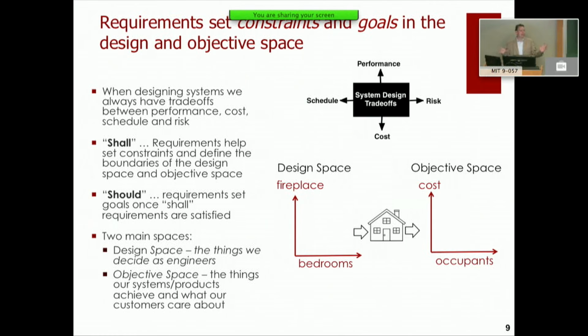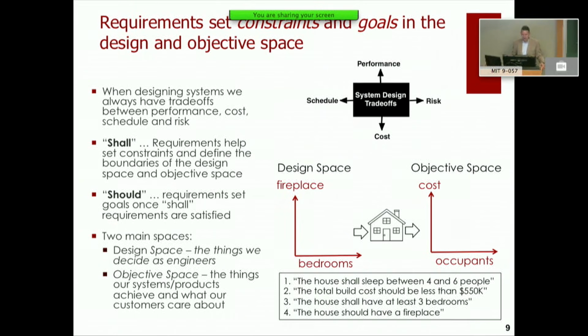So let me give you this quick example. Let's say you're setting out to design a house. What would be some requirements for a house? I wrote four of them here, and I'll map them to the design space and the objective space. First requirement: the house shall sleep between 4 and 6 people. Is that in the design space or in the objective space? That's in the objective space, right? Yeah, that's right. So here we have an axis called occupants. 4 is the minimum and 6 is the maximum, so that's the upper bound.